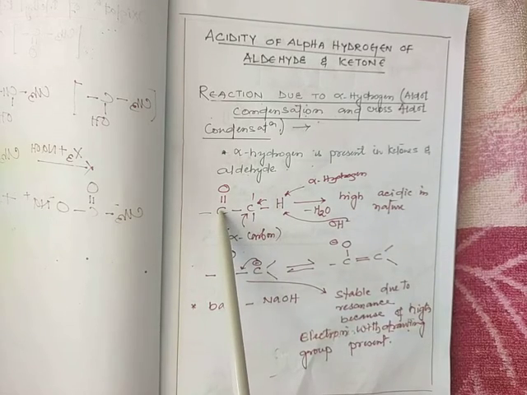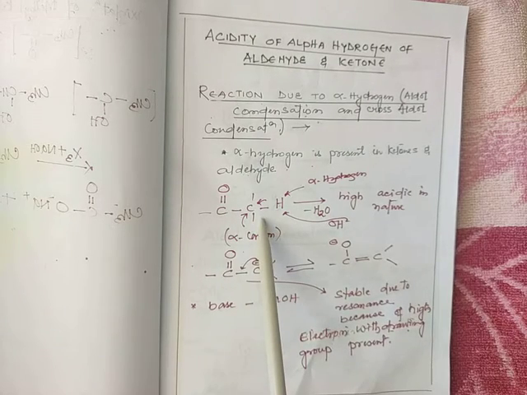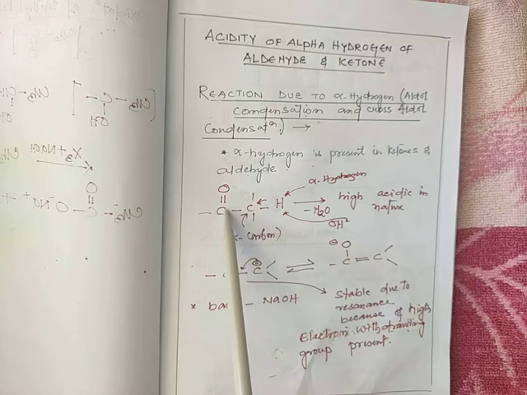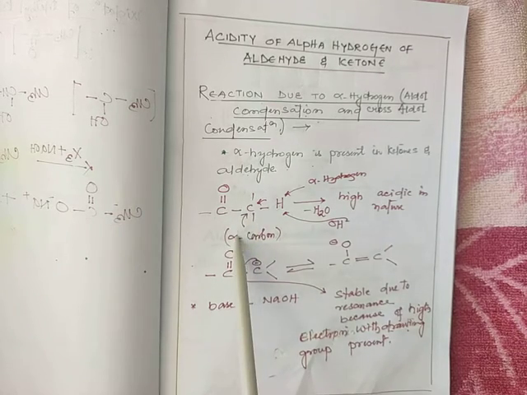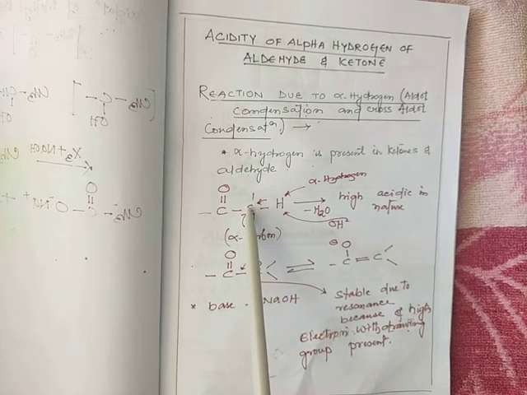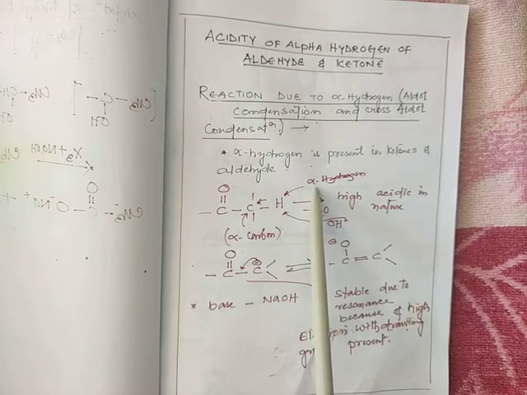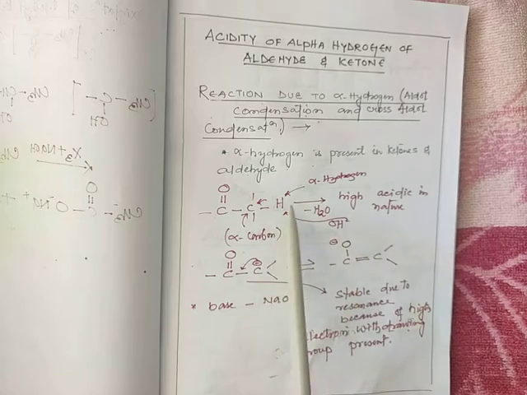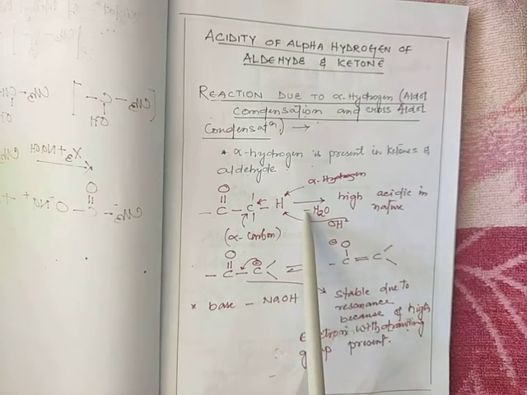So here this is a carbonyl compound, and the nearest carbon to it is the methyl only. That means this carbon is nearest to the carbonyl group, so this one will be the alpha carbon. Whatever hydrogen is attached to that carbon will be the alpha hydrogen. In these alpha hydrogens we have to eliminate water.